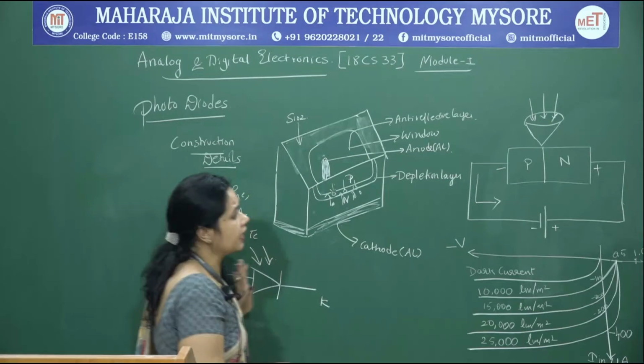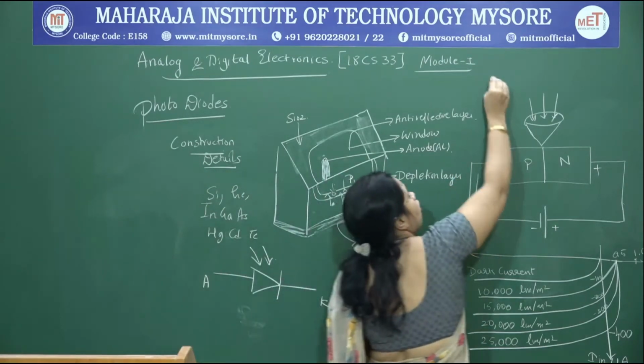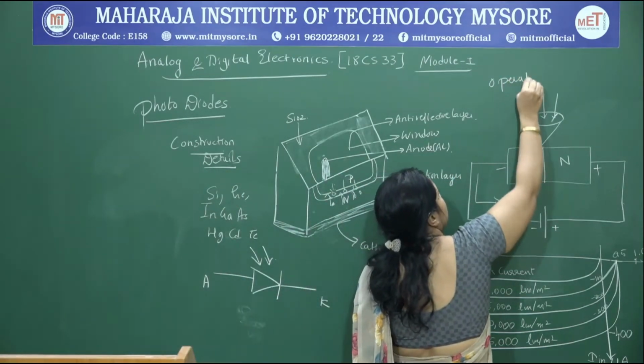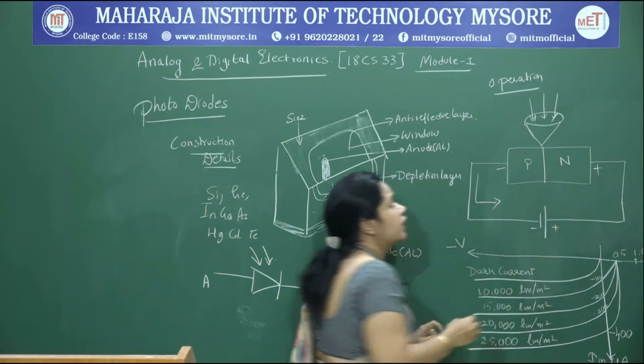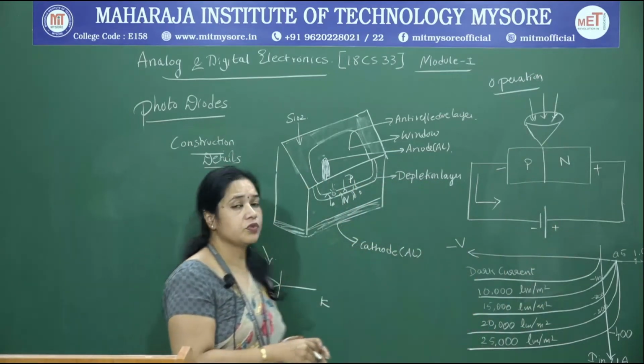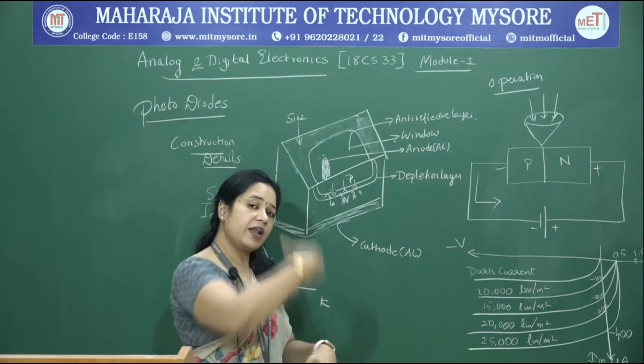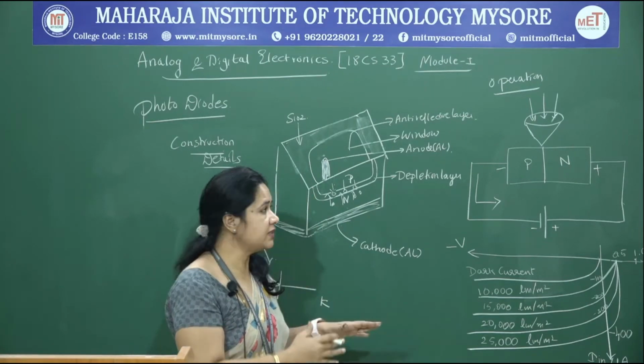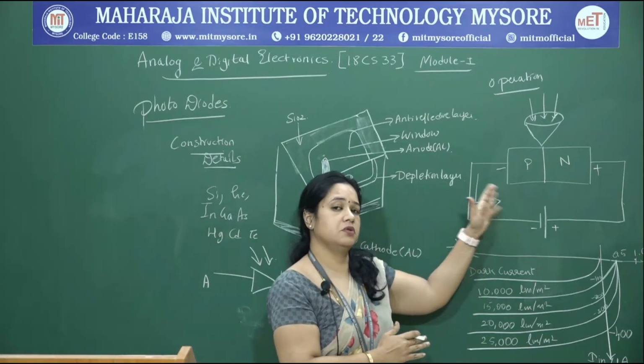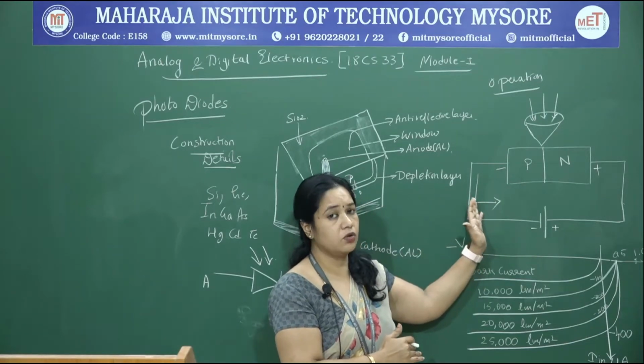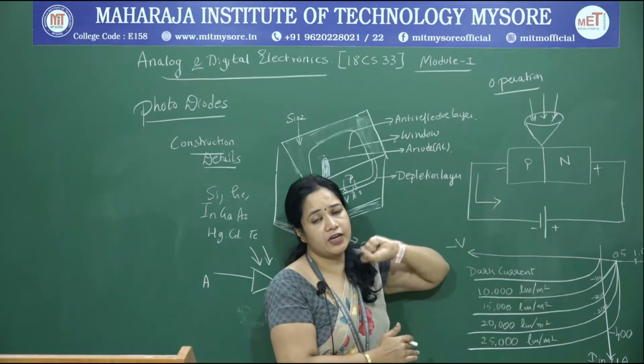And we will take up the working or operational principle of a photodiode. As I said, a photodiode is a diode which starts conducting when light falls on it. So, basically the current generated in a photodiode circuit depends on the intensity of light falling on it.